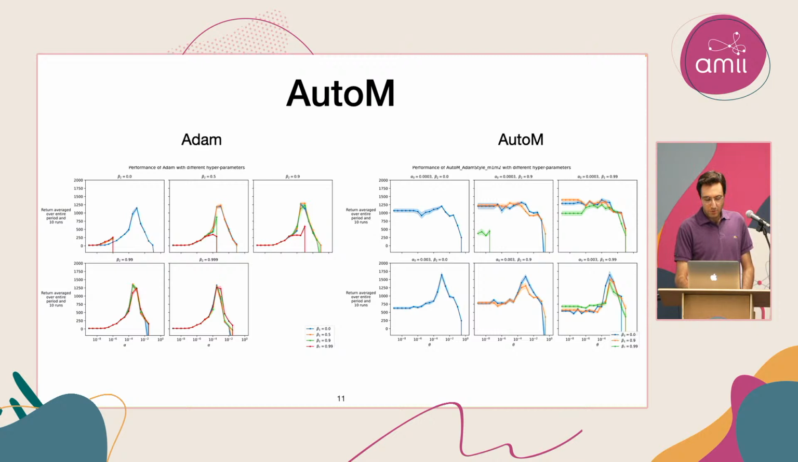On the right, we also see the same thing, which is a good thing, which means that for most values of beta 1 and beta 2, we don't have to worry, it doesn't change the best meta step size too much, so we can use the same meta step size with different settings. These are both on Hopper.